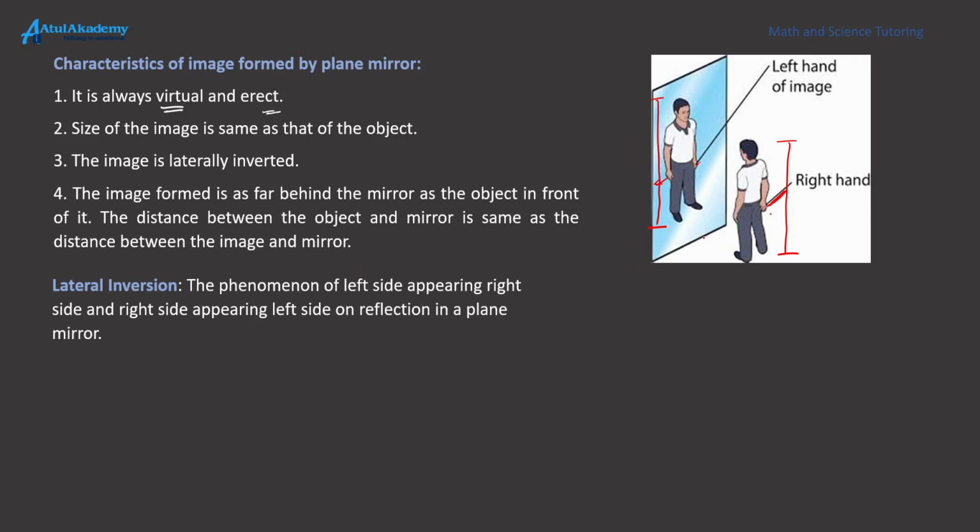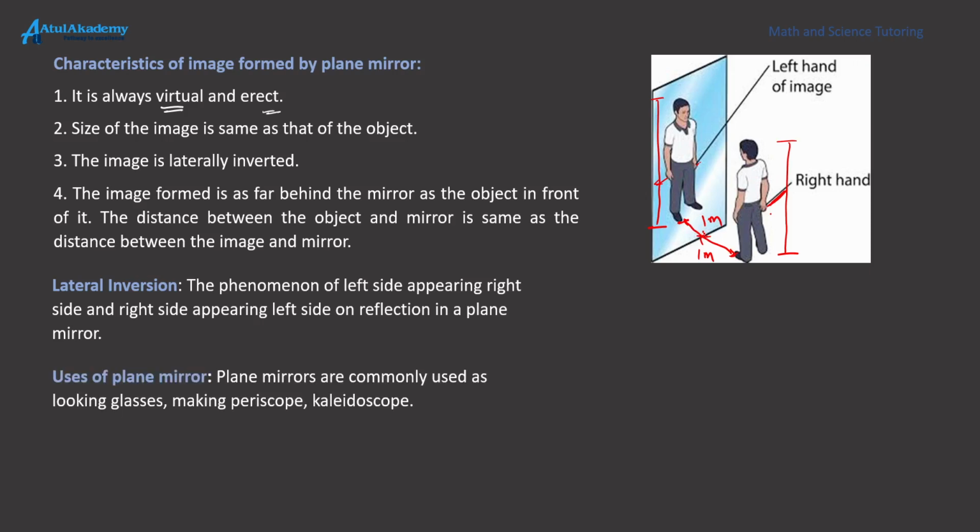Another thing, the image is formed at a particular distance. Let's say this is around 1 meter. So this distance also will be 1 meter. So the total distance between the image and the object is 2 meters. Okay. So the image is formed as far behind the mirror as the object is in front of the mirror. So the distance between the object and the mirror is the same as the distance between the image and the mirror. Clear?